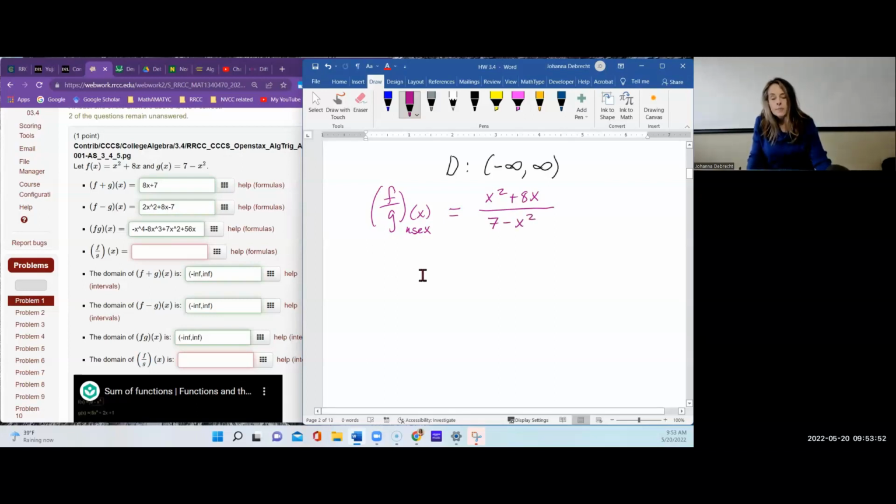Now, the combined function, which is the ratio of these two polynomials, will have a domain that is equal to whatever the two domains had in common minus whatever causes the denominator to be 0. They have in common all reals, negative infinity to infinity, but we cannot allow the denominator to be 0. So we take the denominator, we set it equal to 0, or in this case, not 0, and then we solve it.